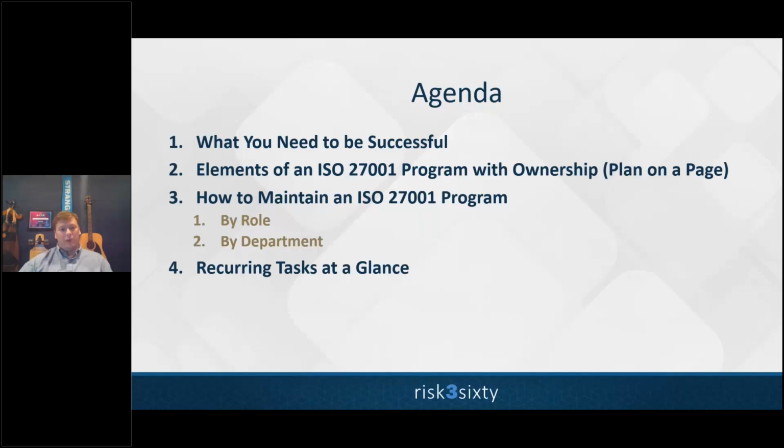So I've extrapolated from the maintenance slides the different tasks that are going to need to happen on a recurring basis, whether it be quarterly or annually. And I've extracted those to give you maybe not a full list, but pretty close to it.